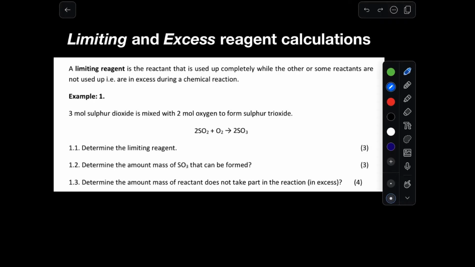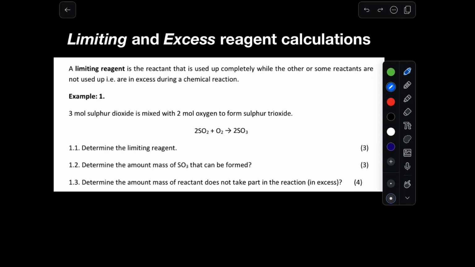Good day, folks. In this lesson, we're going to look at limiting and excess reactant or reagent calculations. In any reaction that we look at, there will be a limiting and there will be an excess. Now, let's look at the word limiting. What is a limiting reactant?